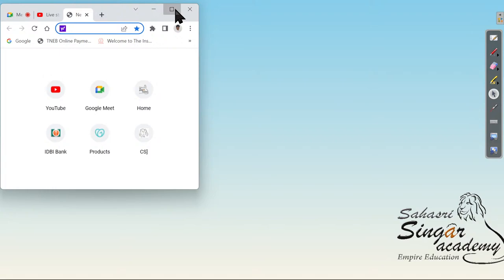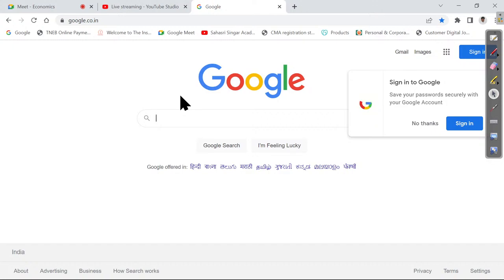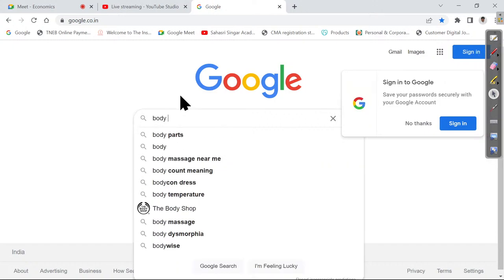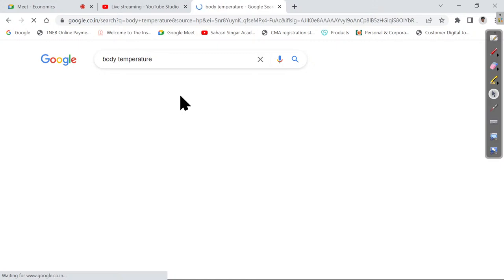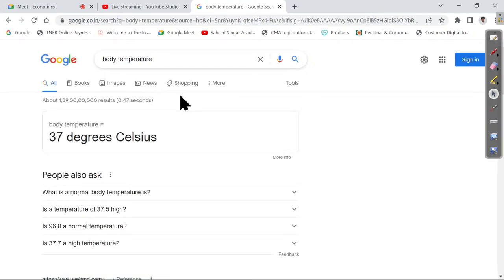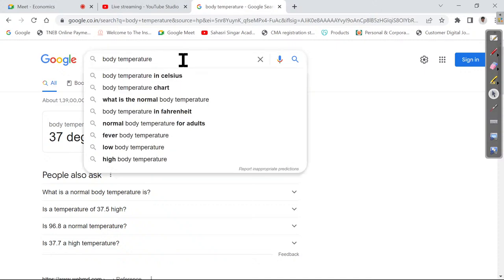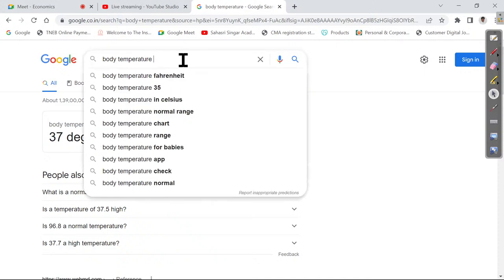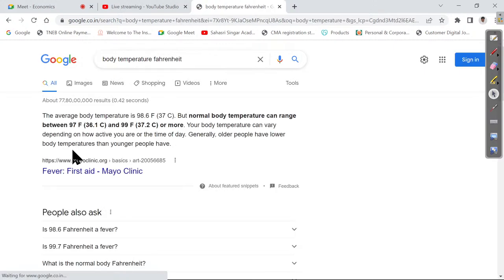We have Google here. Body temperature. 37 Celsius. I asked in Fahrenheit. 97 to 99. Even you gave me the answer by guessing.